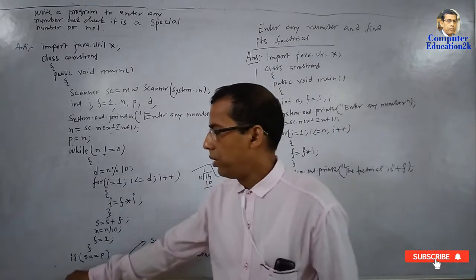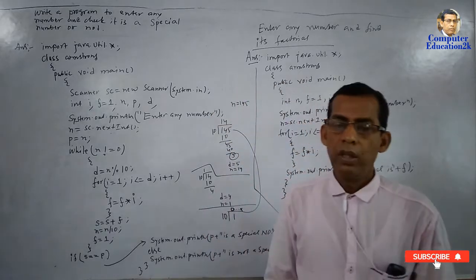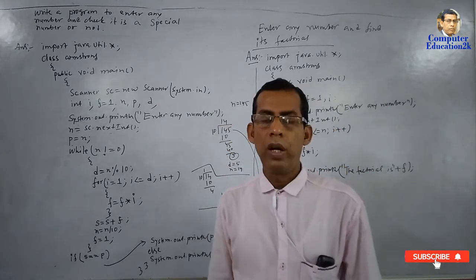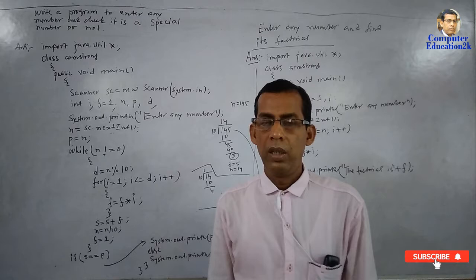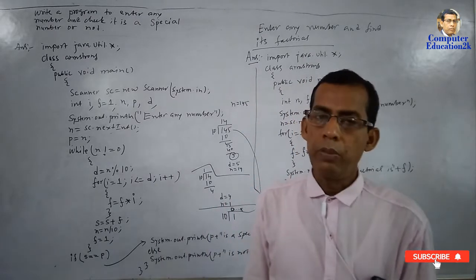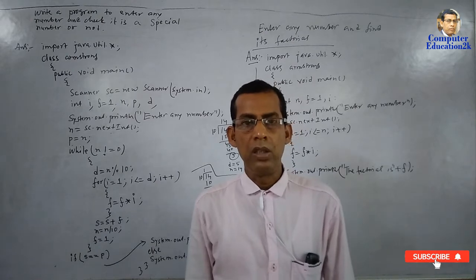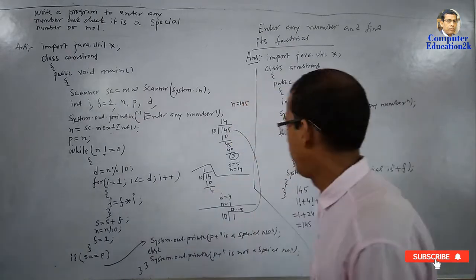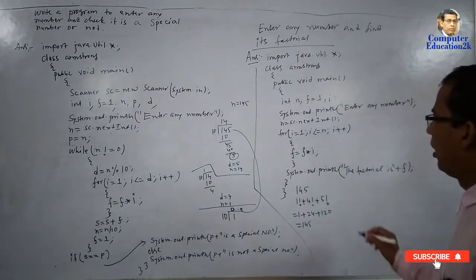To do this special number program, first you should know how to find the factorial of a number, because a special number is a number whose sum of the factorial of the digits is equal to that number. Factorial.